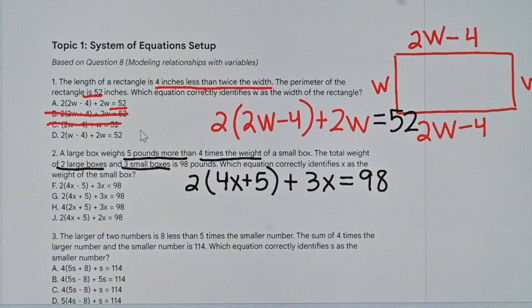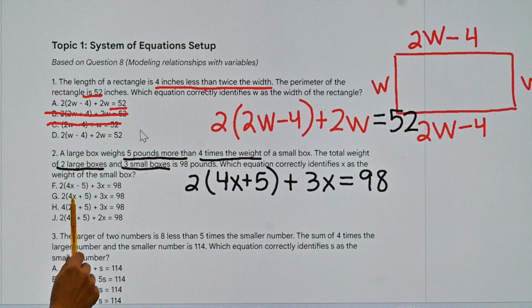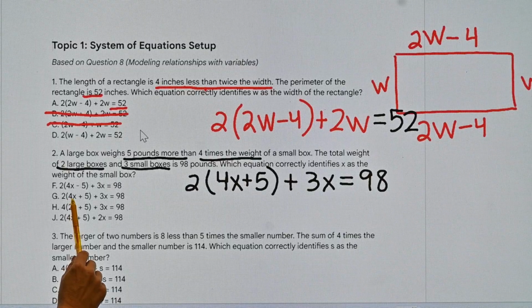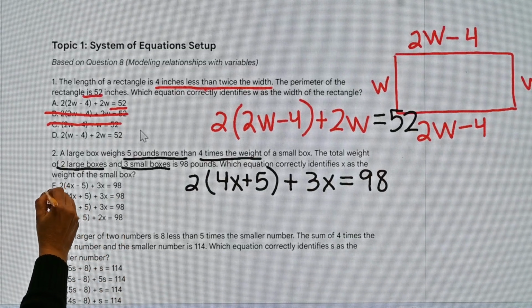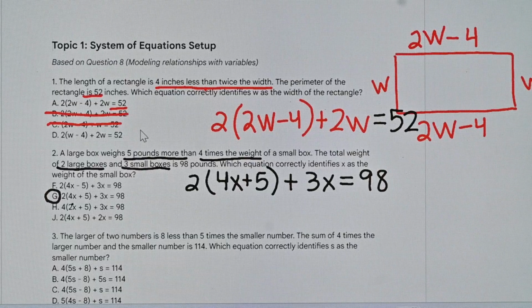Okay, so let's see if we have that one here. We need a plus, so 2 times 4x plus 5 plus 3x equals 98. So this would be G. Do you feel a little more confident about that kind of problem? A little bit? Okay. All right, we're going to go to the next page.